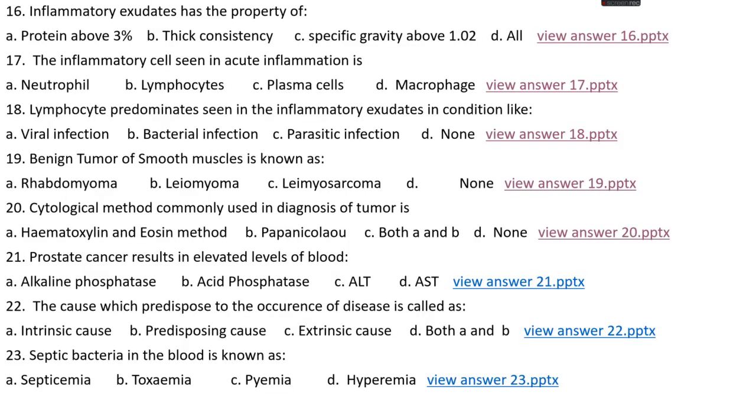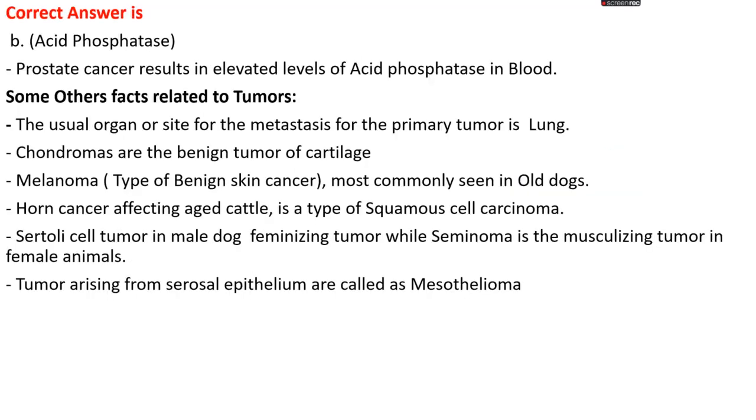Question number 21. Prostate cancer results in elevated level of blood, option A, alkaline phosphatase, option B, acid phosphatase, option C, ALT, option D, AST. The right answer is option B, that is acid phosphatase. Prostate cancer results in elevated level of acid phosphatase enzyme in blood.